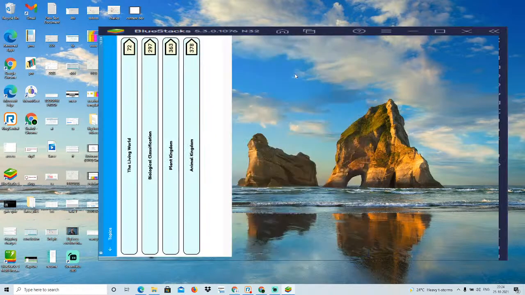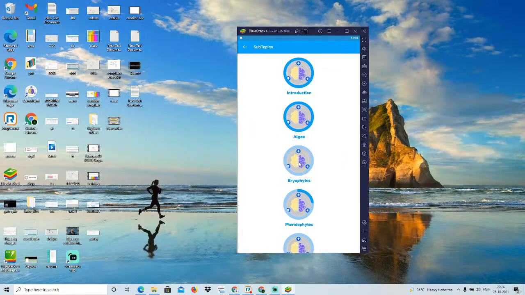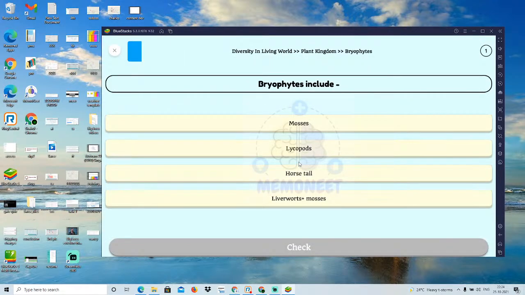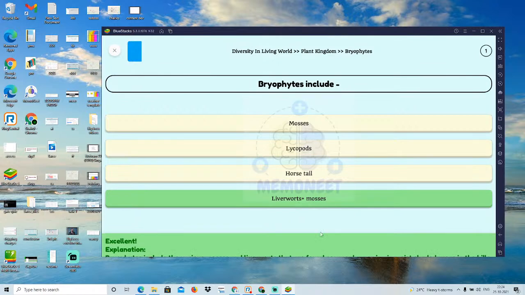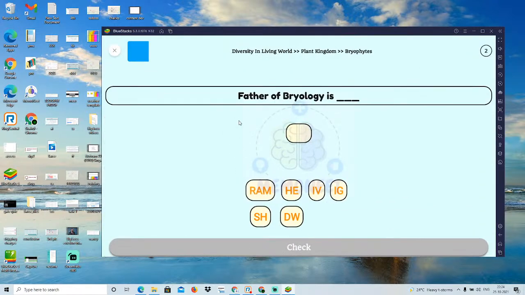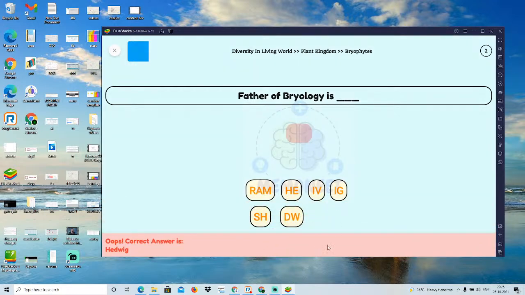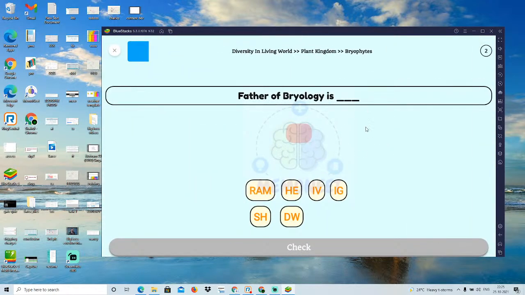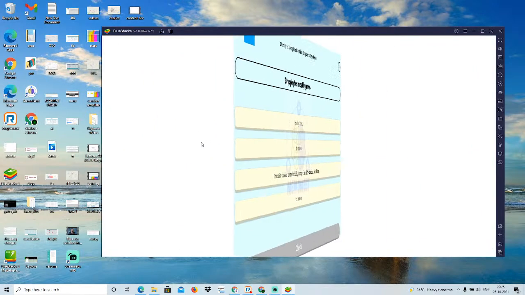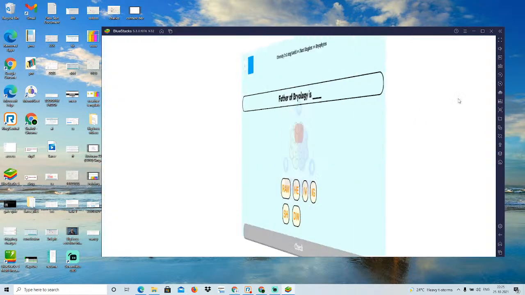Okay, it's diversity in the living world, the plant kingdom, and the bryophytes. Bryophytes include liverworts and mosses. Cool. Father of bryology is... I don't think this is there in NCERT, but it is just an additional question for knowledge. The correct answer is Hedwig. So we'll just know it. It's outside of NCERT, but still it is important. It might come in the exam.